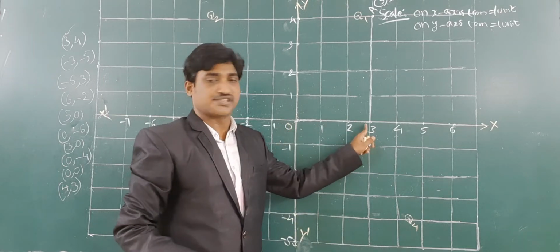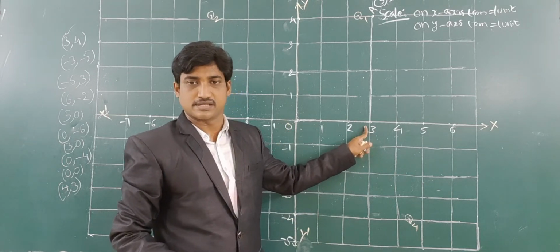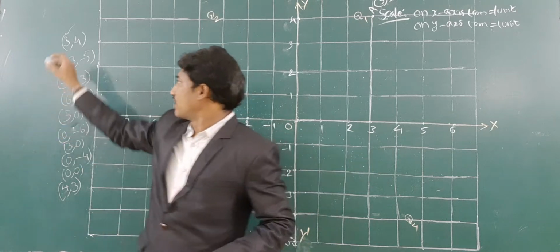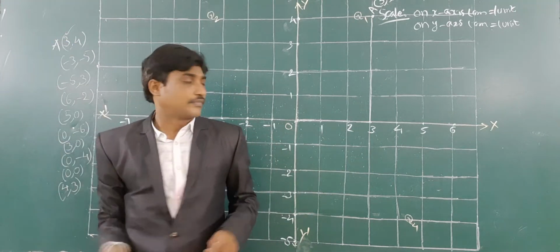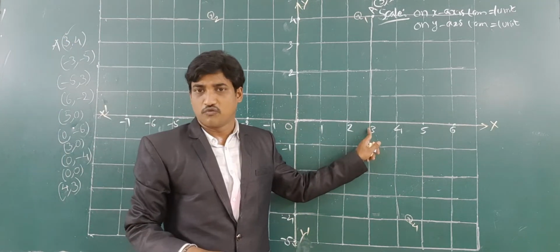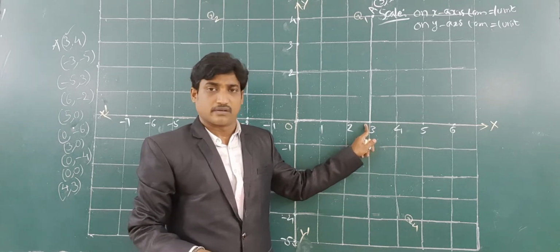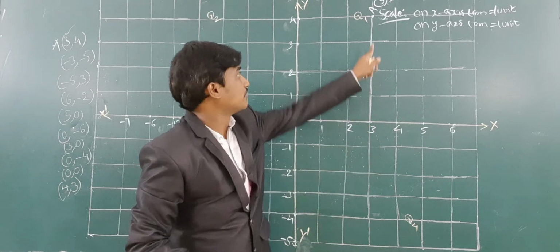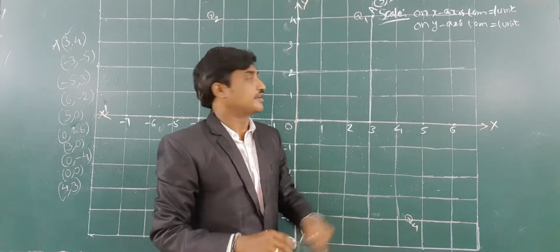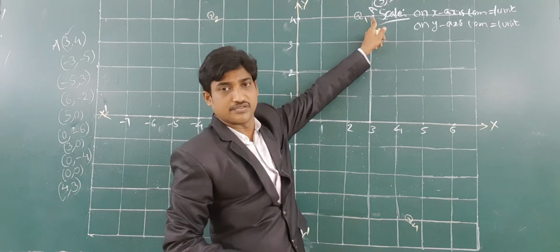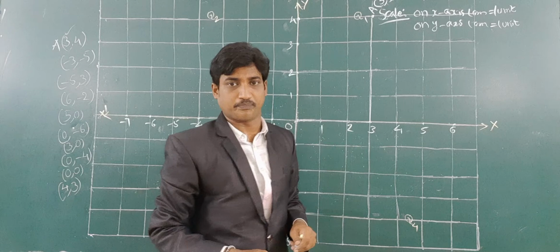Move 3 units along the positive x-axis as the x coordinate 3 is positive. Then move vertically 4 units. The destination point is A, that is (3, 4).